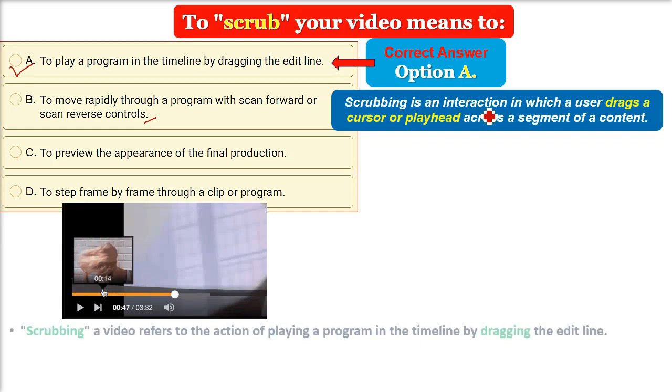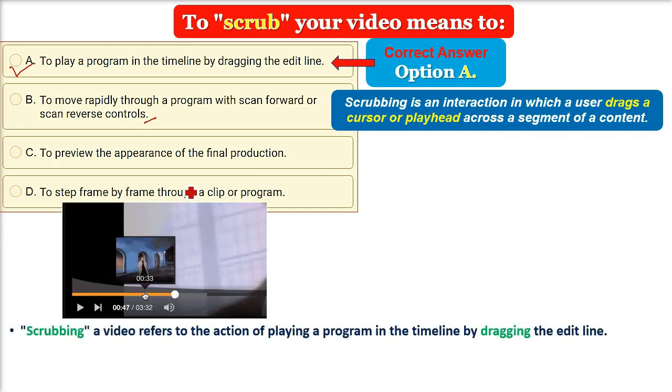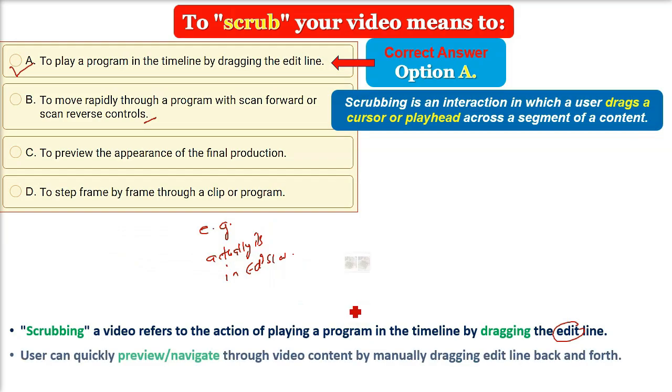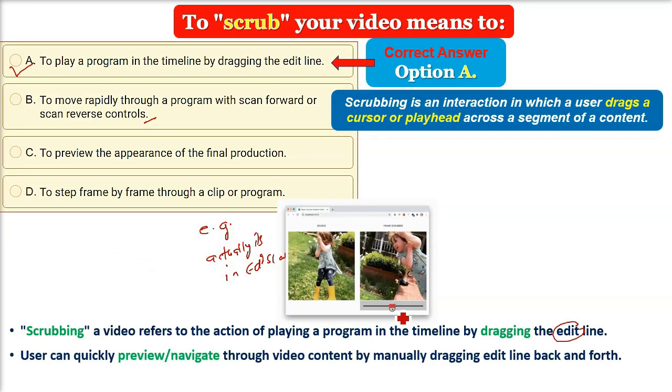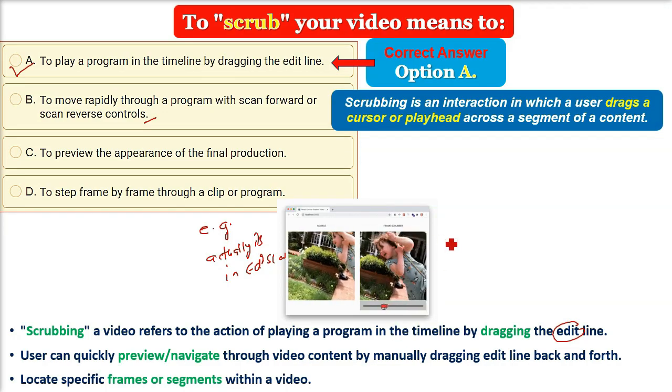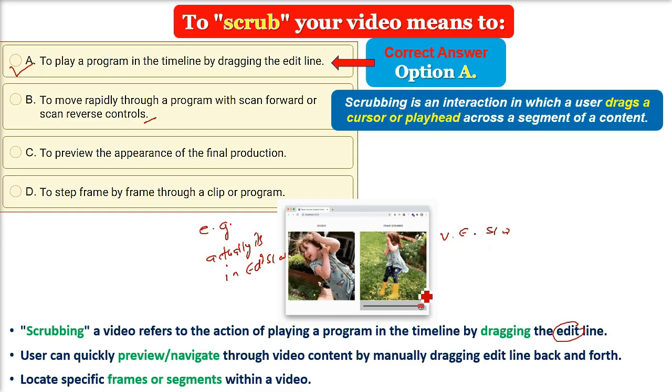So scrubbing a video refers to the action of playing a program in the timeline by dragging the edit line. This allows the user to quickly preview and navigate through the video content by manually dragging the edit line back and forth. So scrubbing is a common technique used in video editing software to precisely locate specific frames or segments within a video.